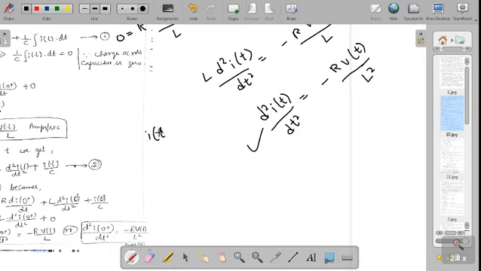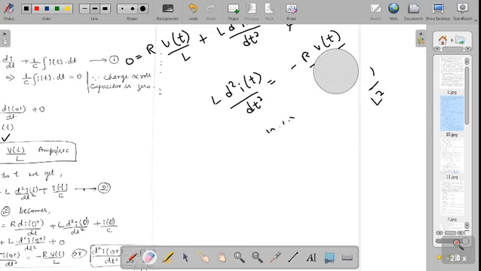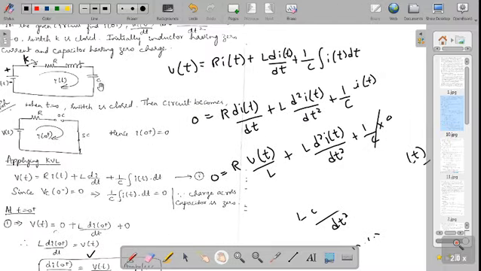So first you found the current, I of t. Next you found the first derivative, di of t divided by dt, whose value is V of t divided by L. Next you found the second derivative of current, which is minus R V of t divided by L square. This is how we will be solving the equation when both inductor and capacitor are given in the circuit.